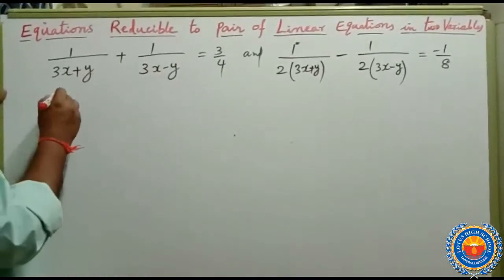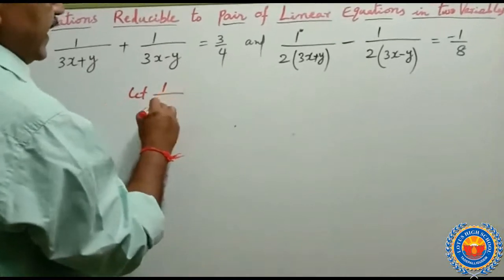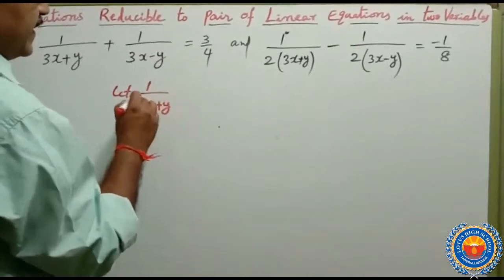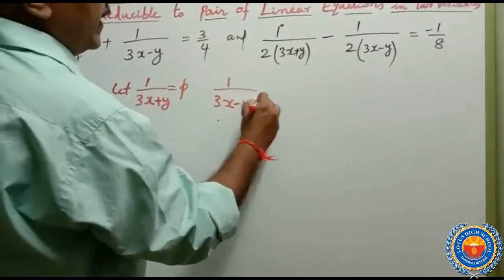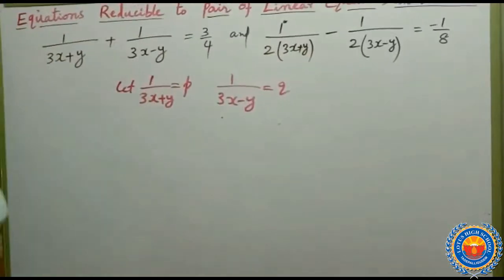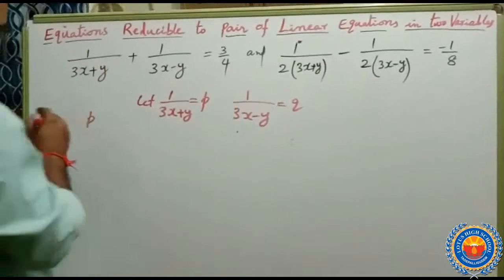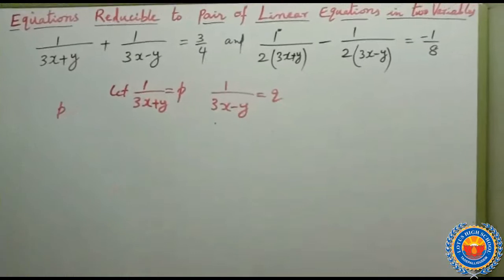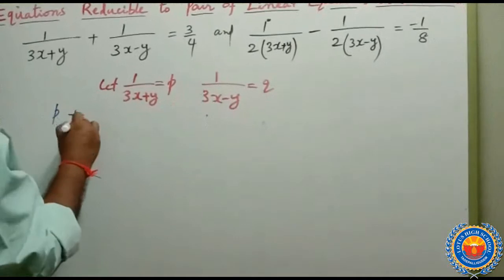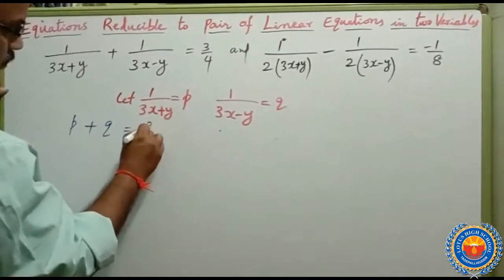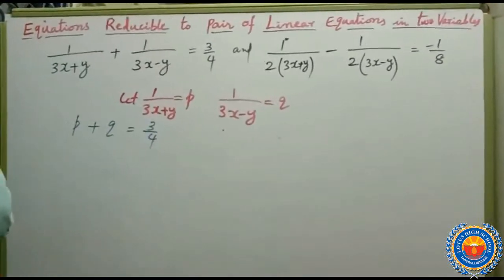So let 1 by 3x plus y is equal to p, and 1 by 3x minus y is equal to q. So first, 1 by 3x plus y is p, so p plus q is equal to 3 by 4.